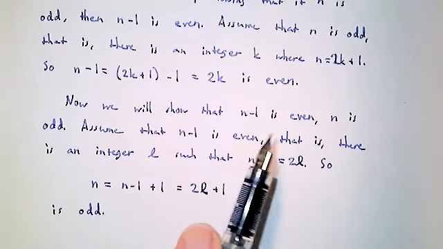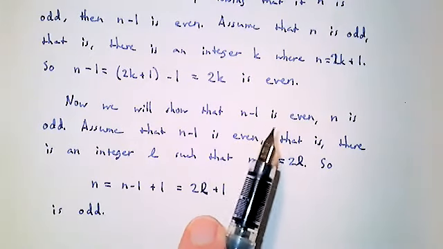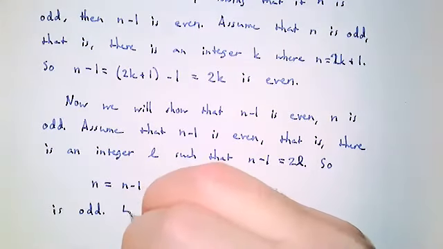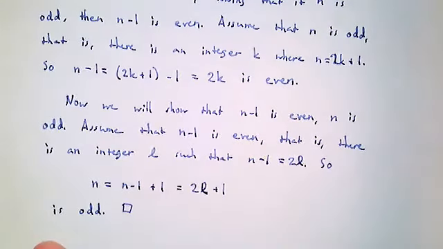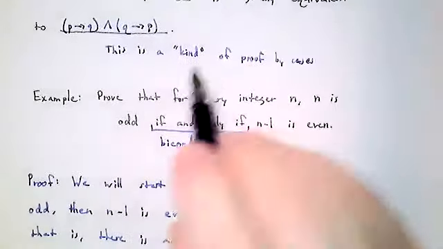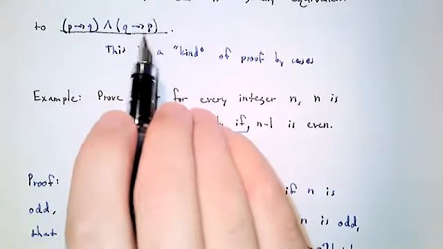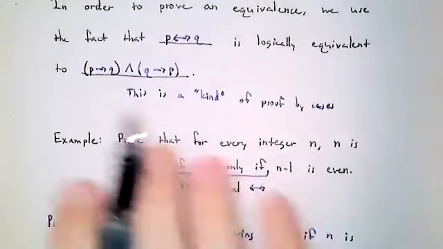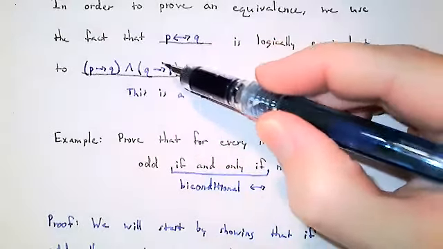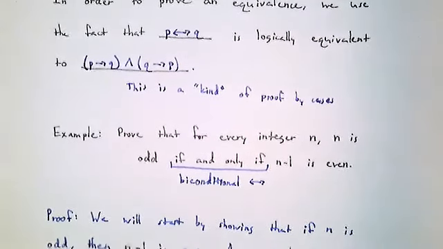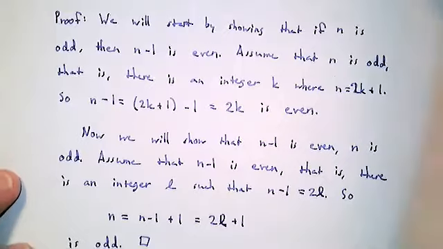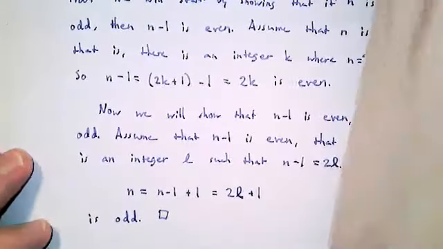We've started with n minus 1 being even, and we've shown that n is odd. And we also finished the second part of the biconditional, this one here. Okay, so it looks like we're out of time for today.